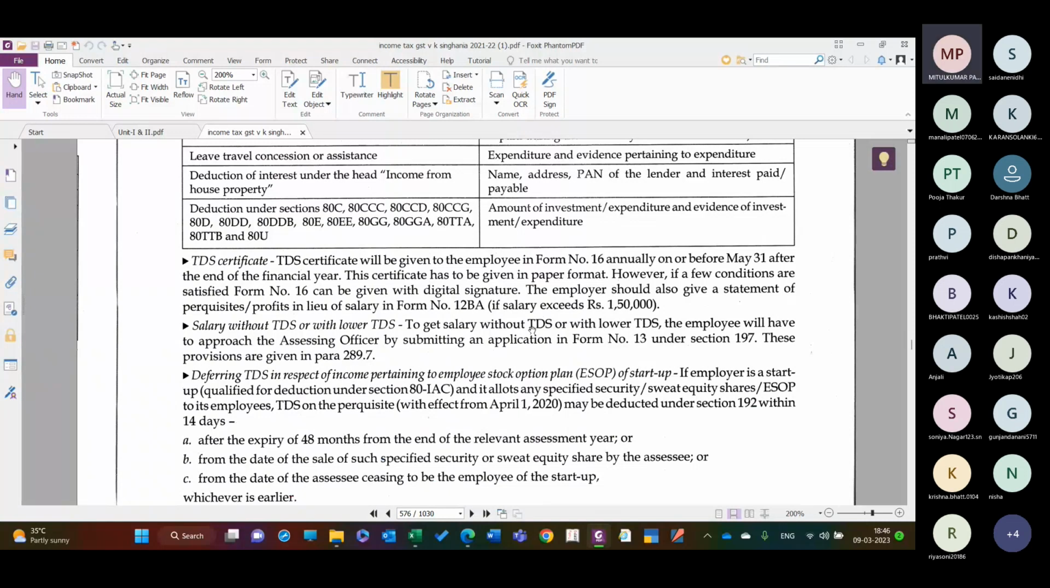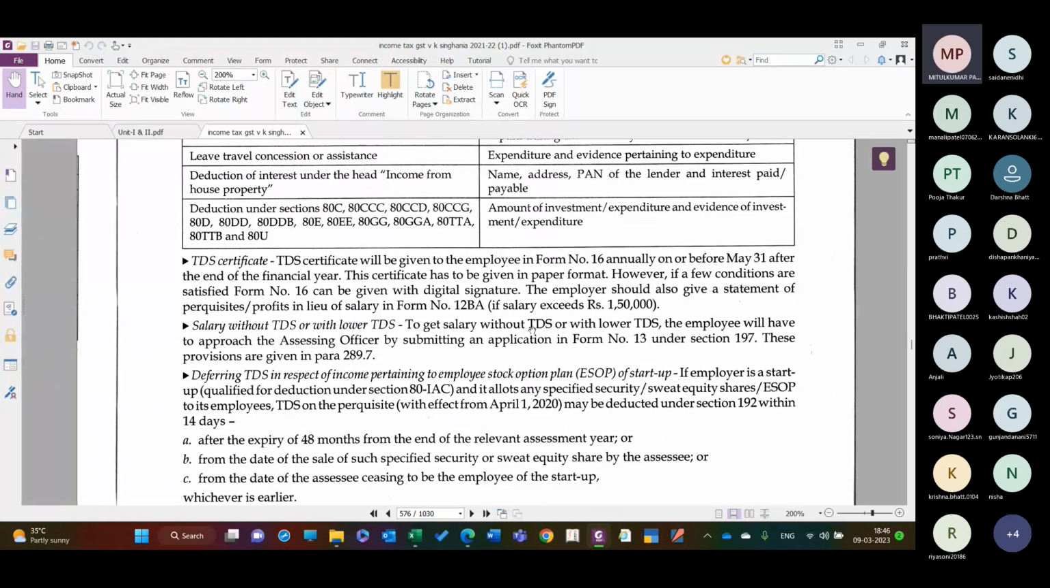Right. TDS certificate. Obviously, the TDS certificate should be issued by the employer to the employee. The TDS certificate will be given to the employee in form number 16 annually on or before May 31st after the end of each year. This actually has been extended.